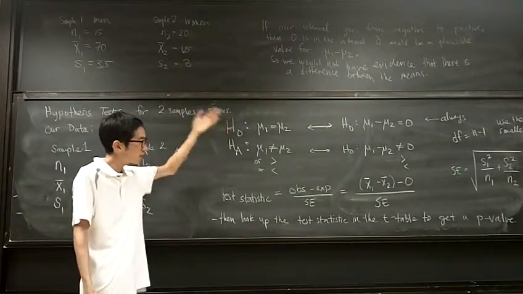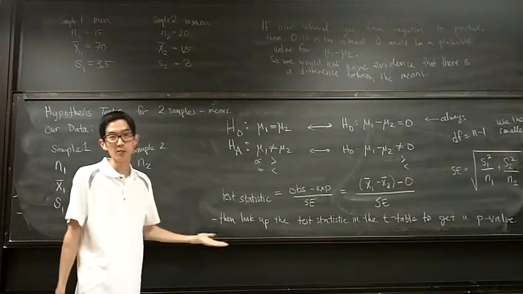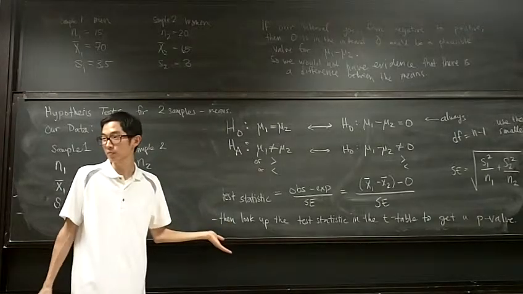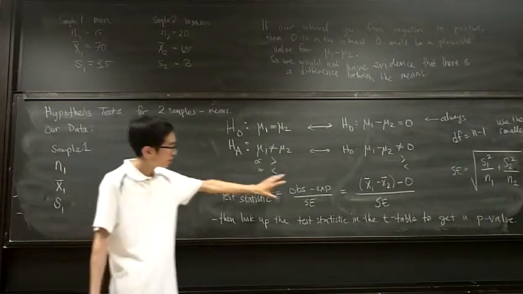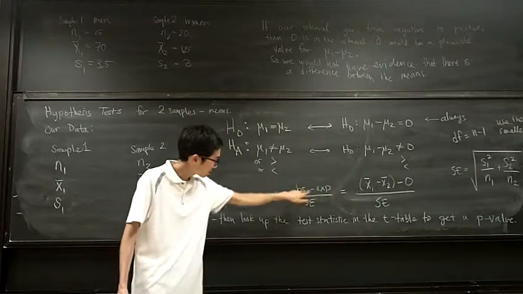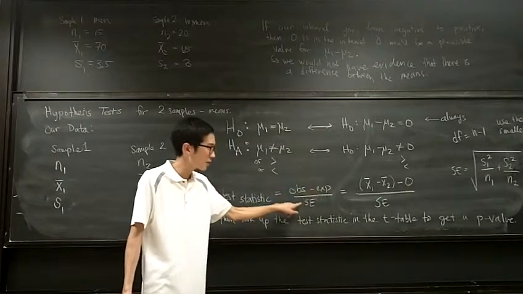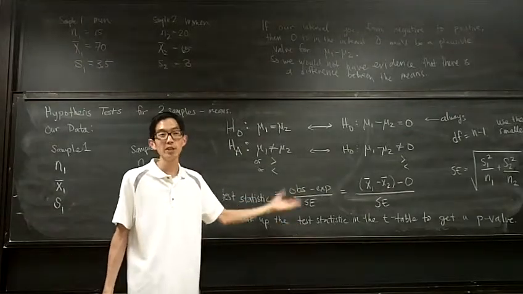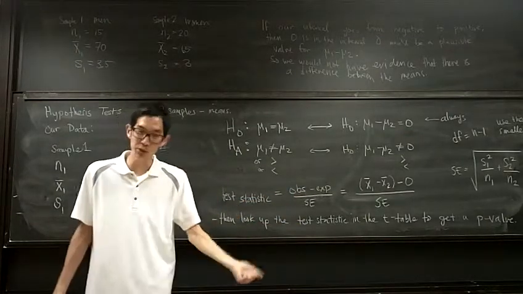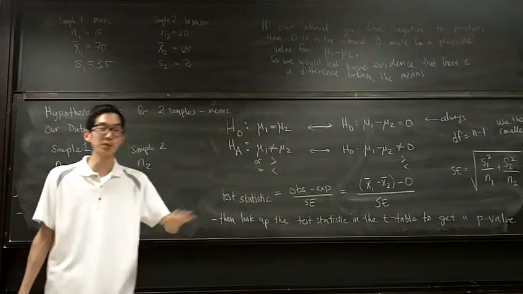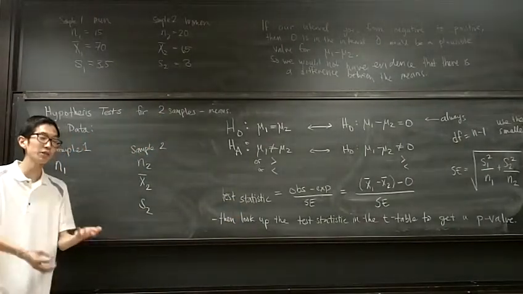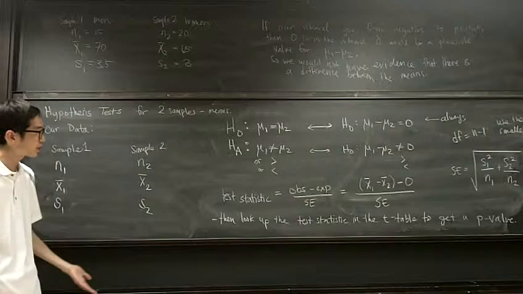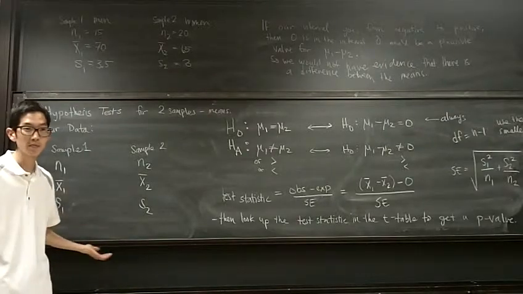State your hypotheses, make a test statistic, look it up in your t-table, and get the p-value. Okay? And it's just this part. This part is always observed minus expected divided by the standard error, but the way you find your observed, the way you find your standard error, changes from whether you're dealing with proportions or means, one sample or two samples. Okay? And so you've got to always keep track of what you're dealing with, and then you'll be okay.